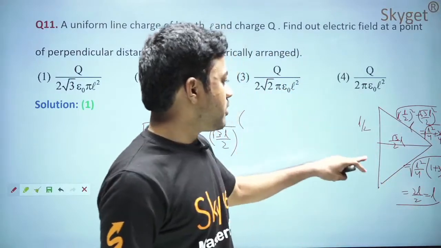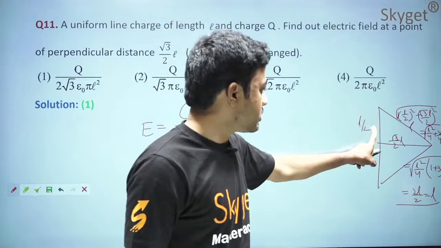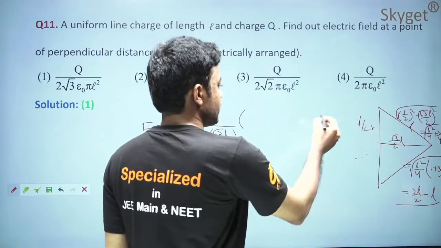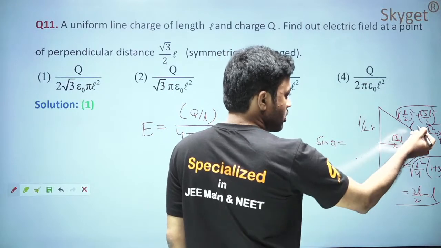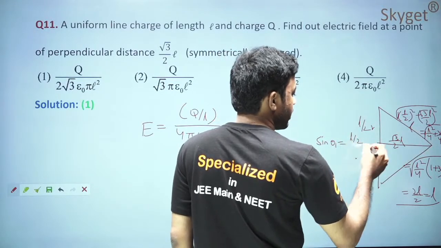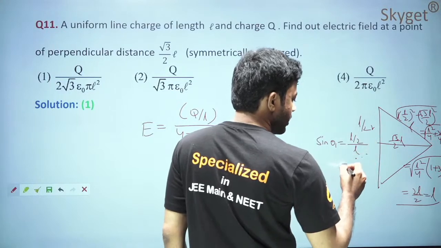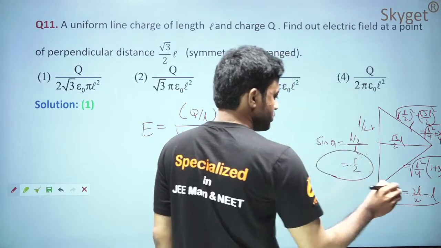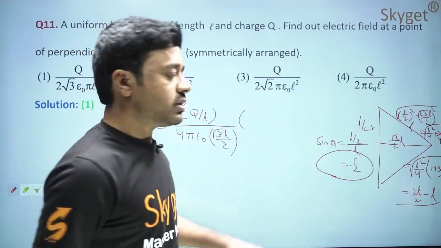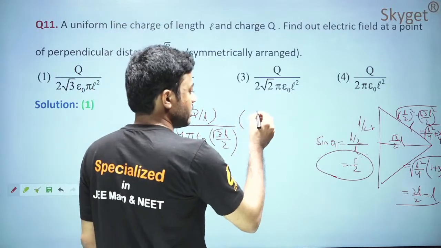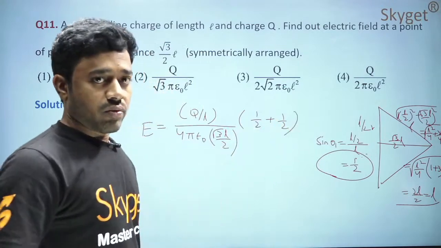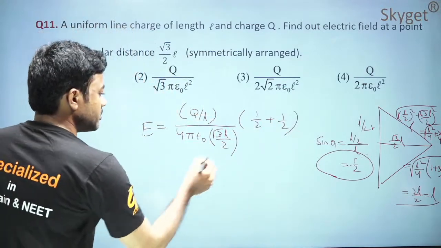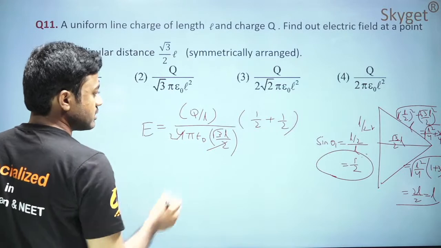Now you have to find the value of sin theta, where sin theta is equal to the opposite side by the hypotenuse. From this you can write sin theta 1 is equal to the opposite side, which is L by 2, by the hypotenuse, which is L. So here it would be 1 by 2. So sin theta 1 is equal to sin theta 2. So sin theta 1 plus sin theta 2 is 1 by 2 plus 1 by 2, which is obviously 1. From this you can write that the 2 and 2 will get cancelled.